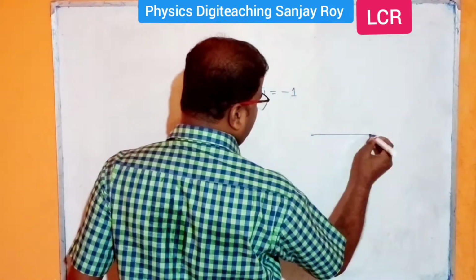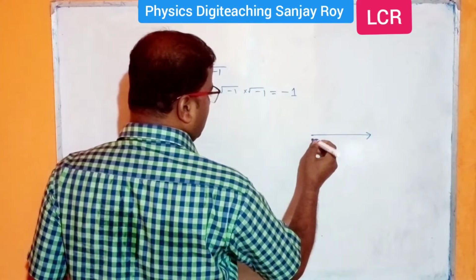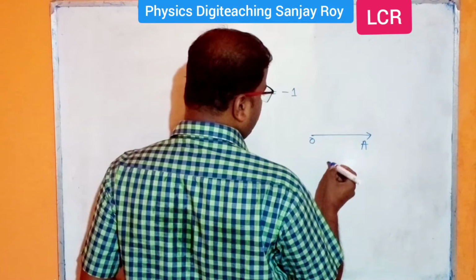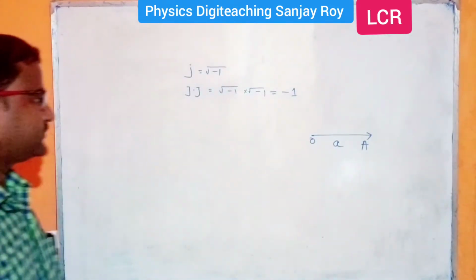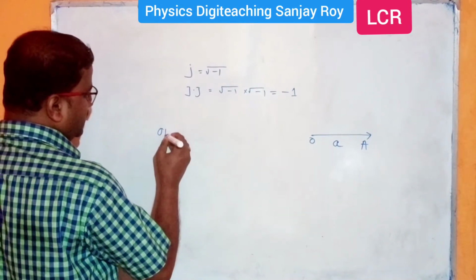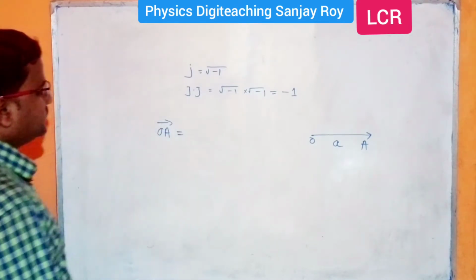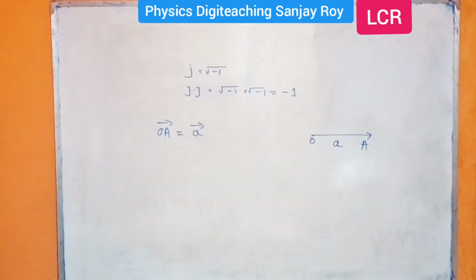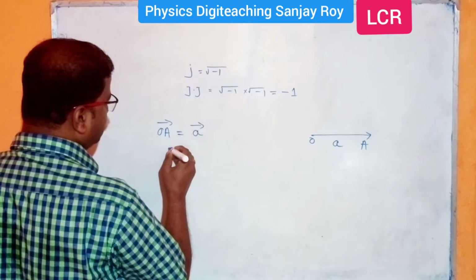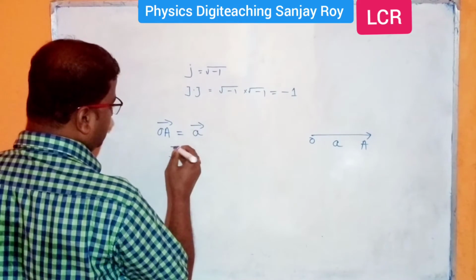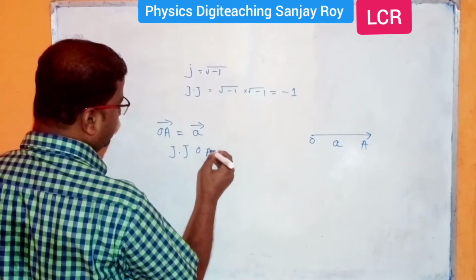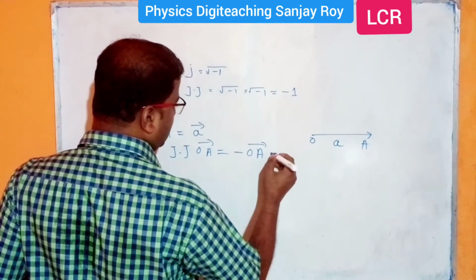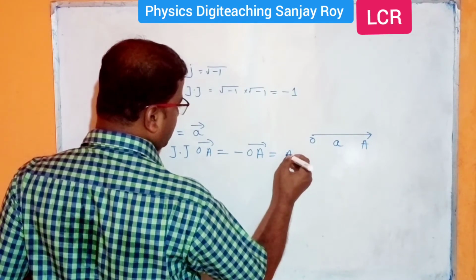Say OA represents a line, and this represents the magnitude of a vector, say A. Now we see that vector OA equal to vector A. Now if we multiply the vector OA by j into j, it gives minus OA vector, that is vector AO.